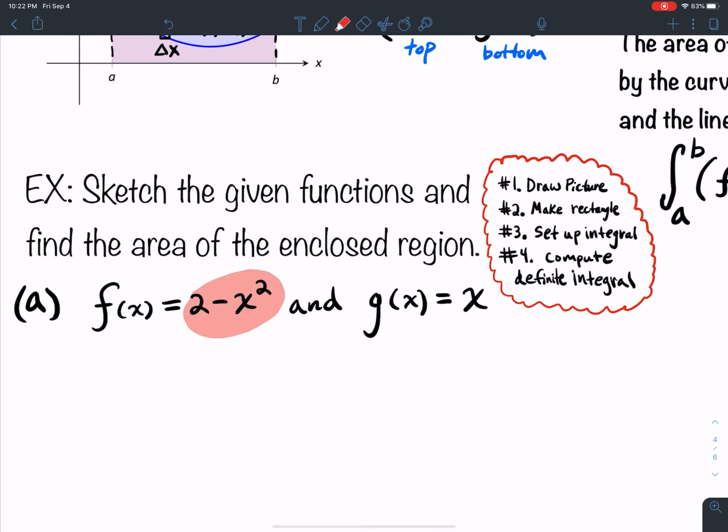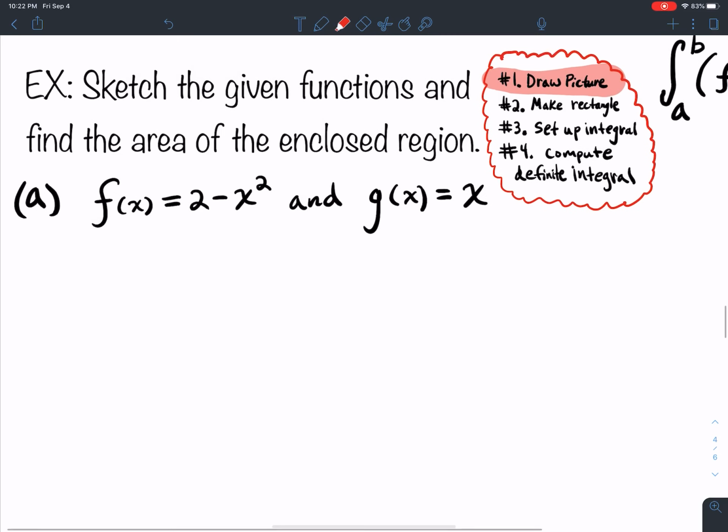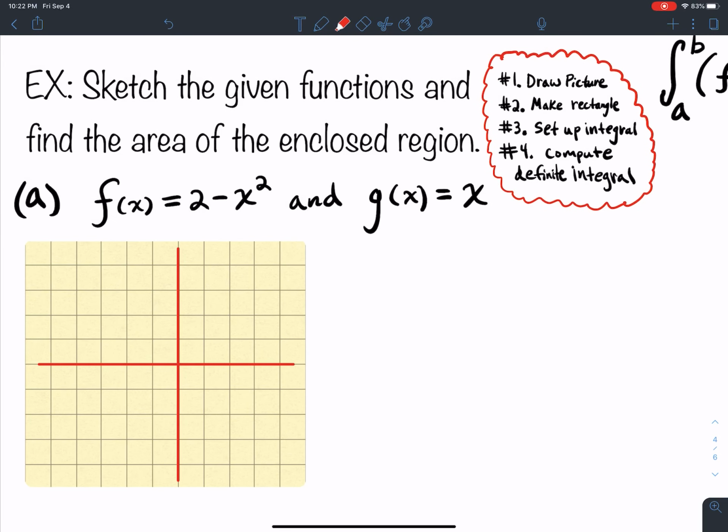So I've got two functions, 2 minus x squared and x. First thing I want to do, number one, draw the picture. So I'm going to draw a graph. I want to graph the parabola first. This is a parabola, 2 minus x squared. The x squared tells me it's a parabola. I know this is a sad parabola because the coefficient in front is negative, so we're frowning. I have a vertical shift up 2, so my vertex is up here at (0, 2).